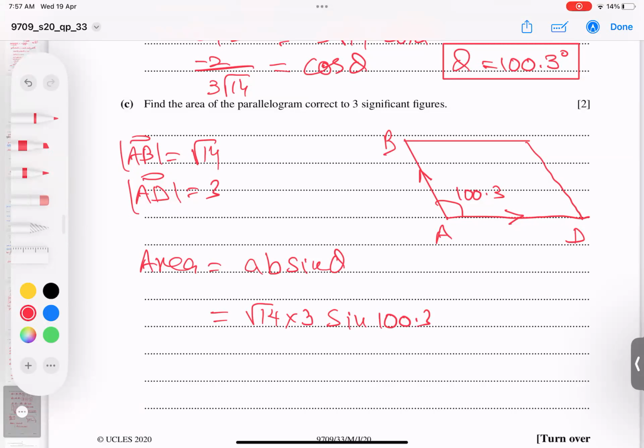Okay, students, so 3 and root 14. Alhamdulillah Rabbil Alameen, I got the answer 11.045. So 11.045, to 3 significant figures is 11.0. So it is area, unit squared. I hope the point is very clear.